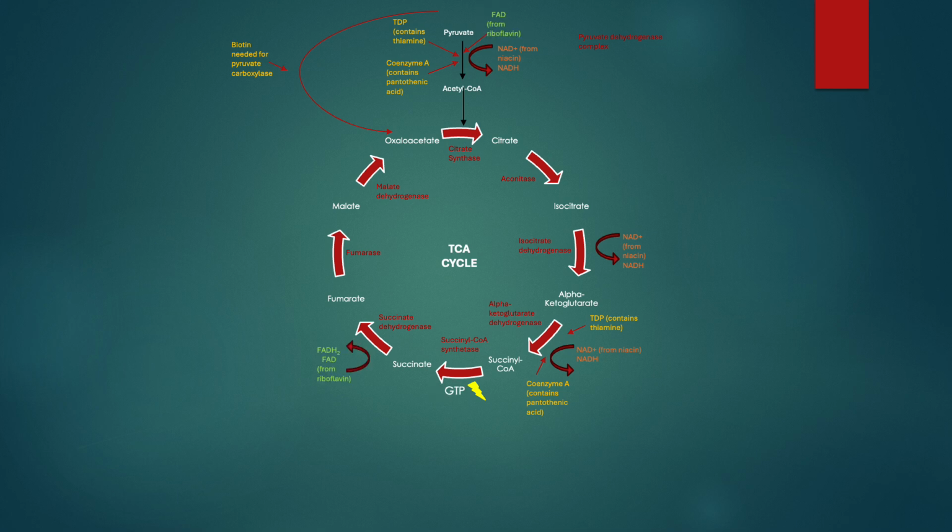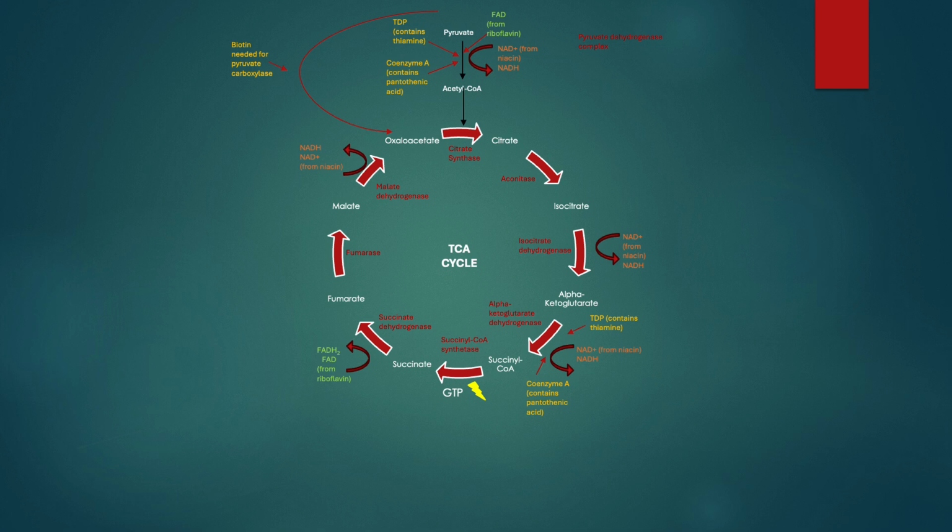Succinate is then converted to fumarate by succinate dehydrogenase. This step produces the 1 FADH2 that results from each turn of the Krebs cycle. Remember that FAD comes from riboflavin. Fumarate is then converted to malate by fumarase. Next, malate is converted back to oxaloacetate by malate dehydrogenase.